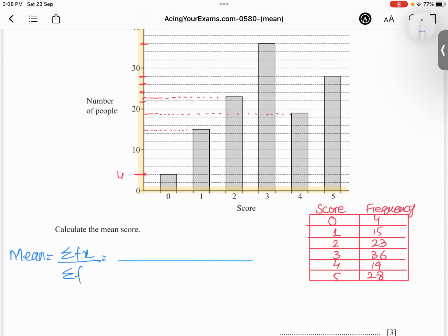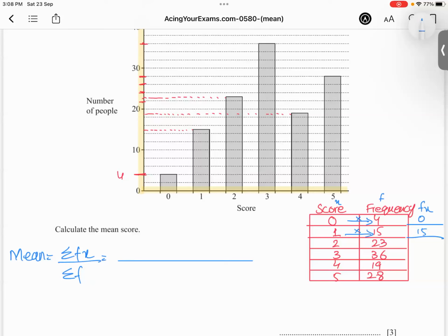So we need fx now. You know this already, that this is x and that is f. So let's find out fx here. 0 into 4 is 0. 1 into 15, you have to multiply them. Let me write here, multiply.